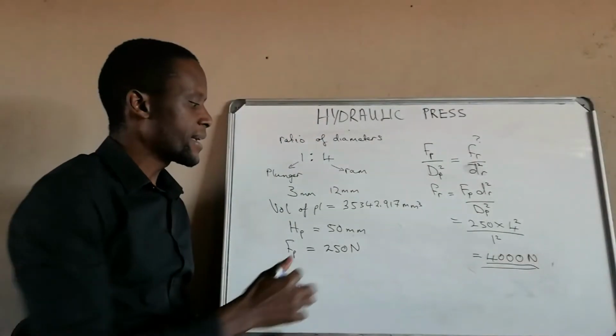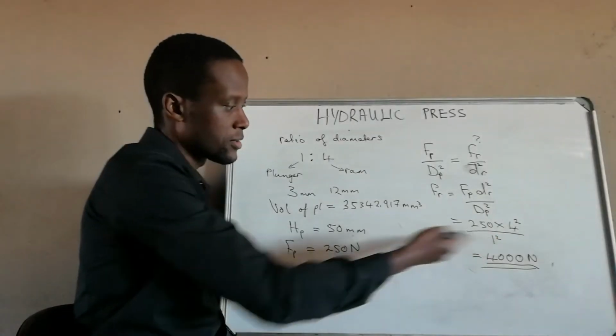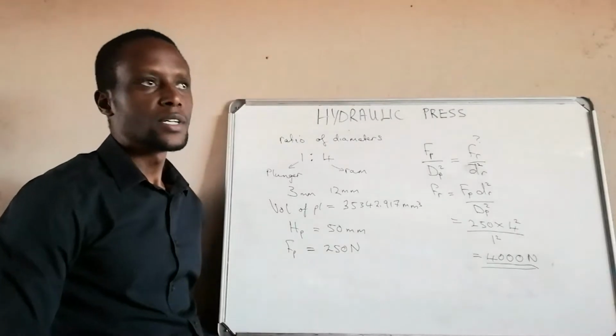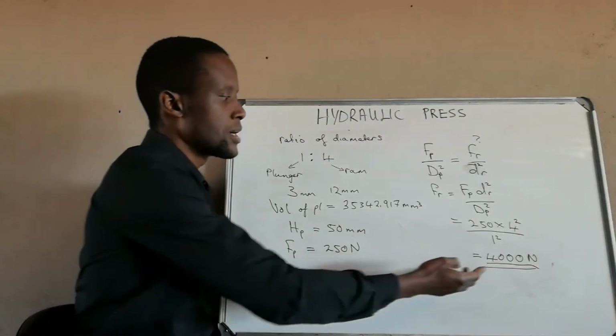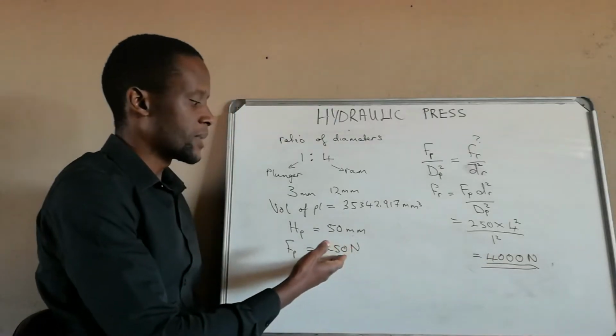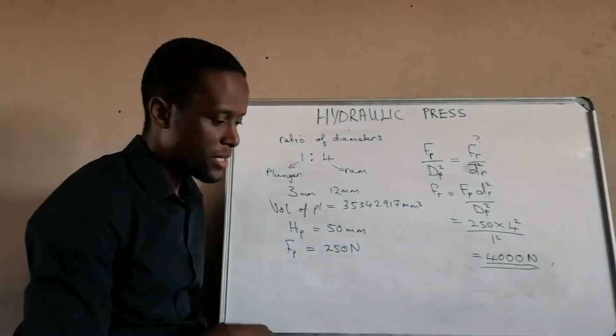A machine, we apply a small amount of force, we get out a big amount of force. So this basically is a good machine that is helping us do a lot of work. We can even calculate the mechanical advantage of this machine. We'll take our 4,000 divided by 250, then it will give us the advantage of this hydraulic press.